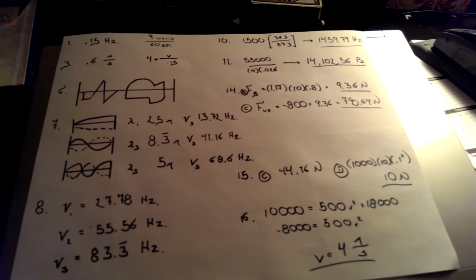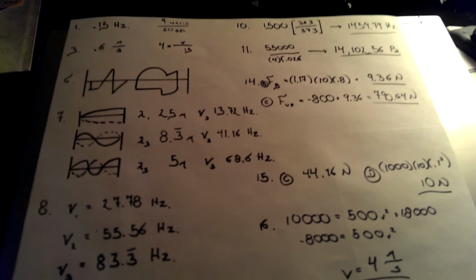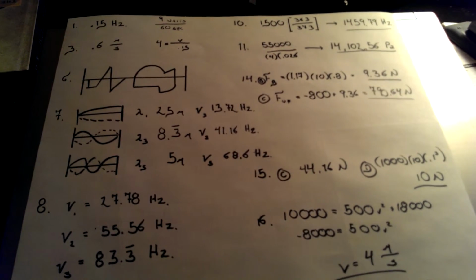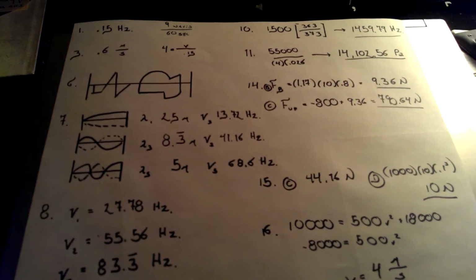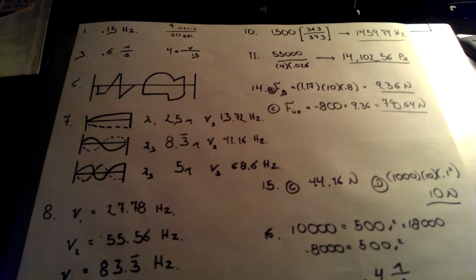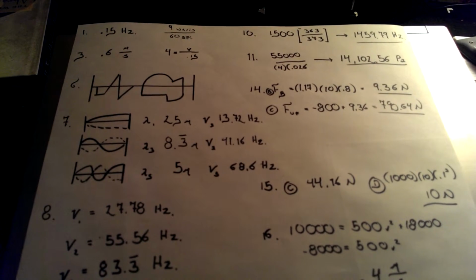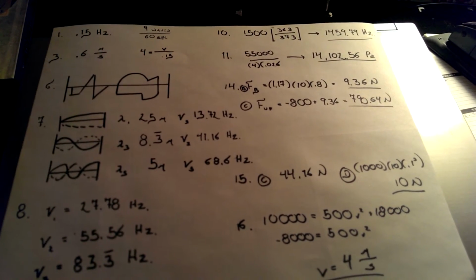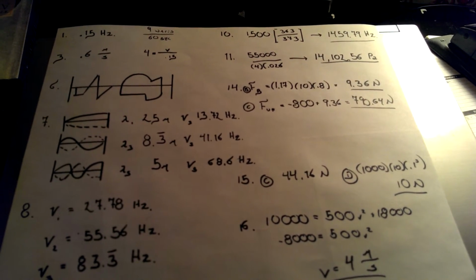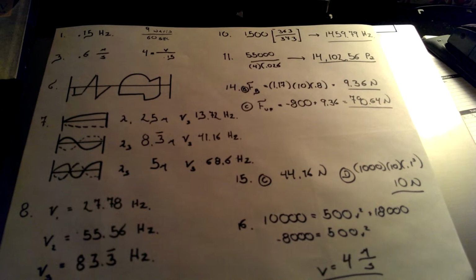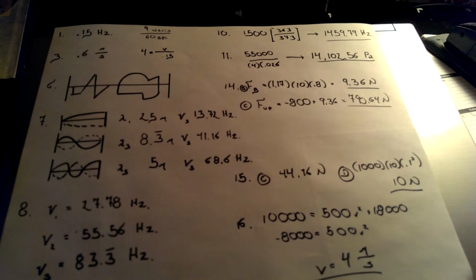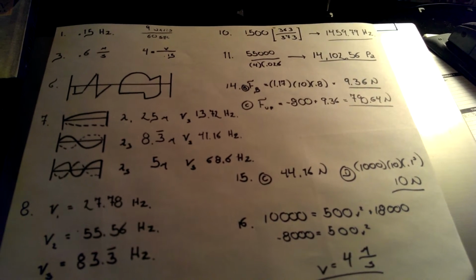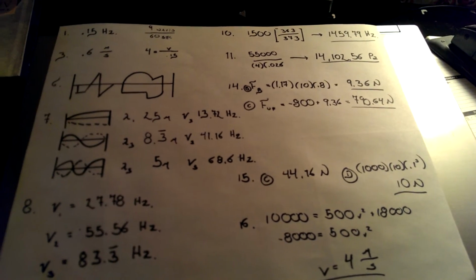Now 15C is the total buoyant force. Well, the force of gravity is negative 44.16 newtons, so the buoyant force has to be positive in the reciprocal. And D, we're trying to find the buoyant force again, so that's PGV. The density of water is 1,000 kilograms per meter cubed, times the force of gravity, which is 10, times volume, which is 0.1 cubed, and that all comes down to just 10 newtons.